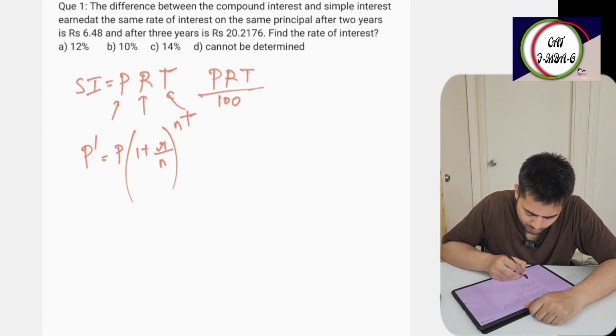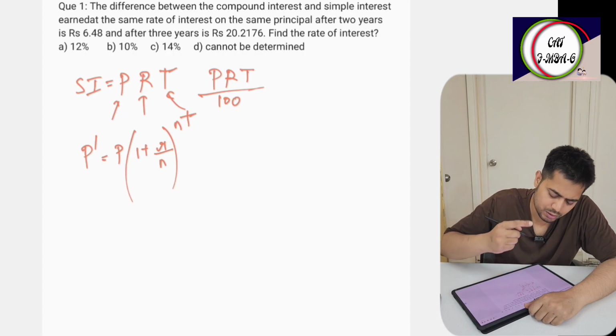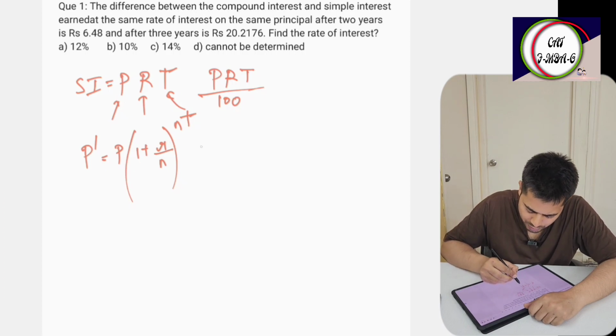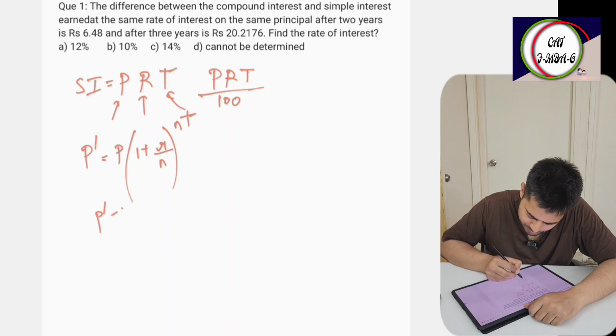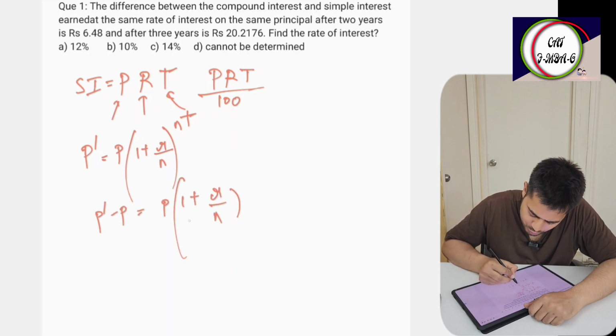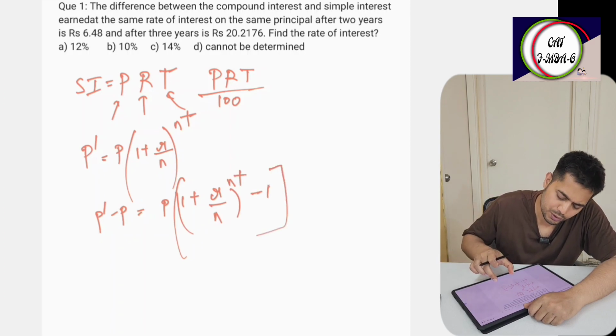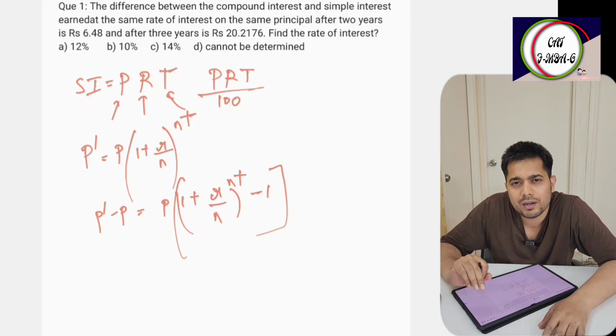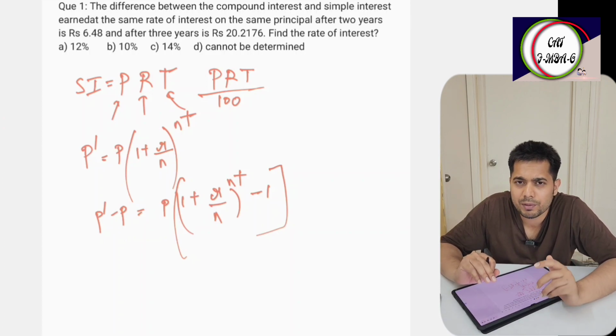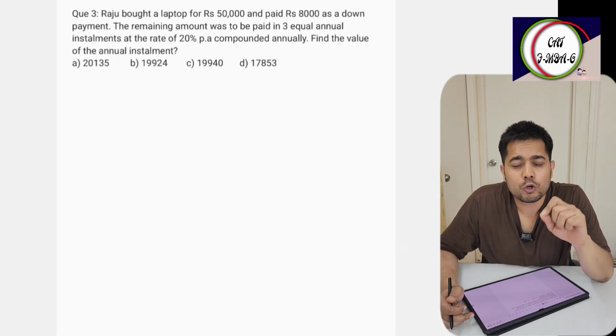And if we want to find the interest, compound interest will be given as P dash minus P, so it comes out to be P (1 plus R by n) to the power nt minus 1. Always remember these two formulas. All compound interest and simple interest questions can be solved easily. Question number 3.